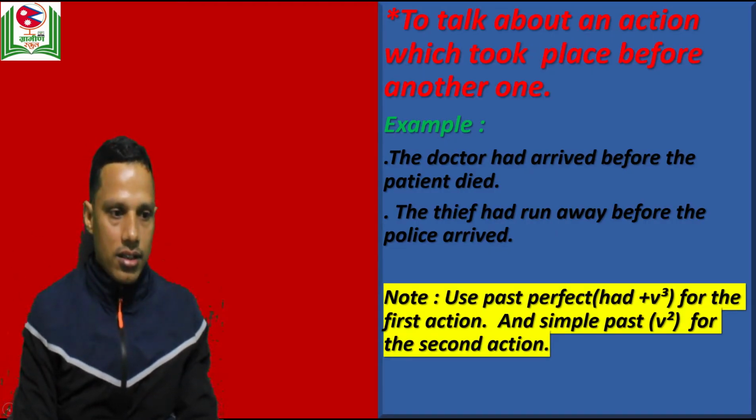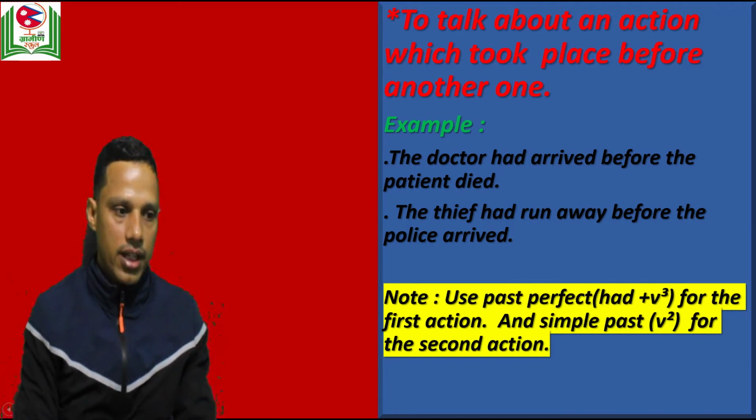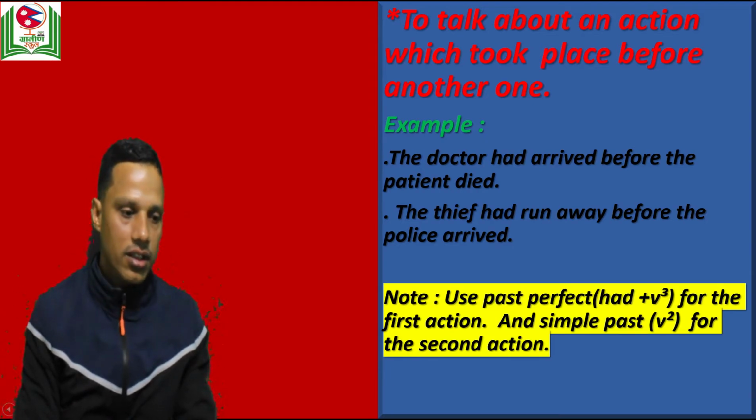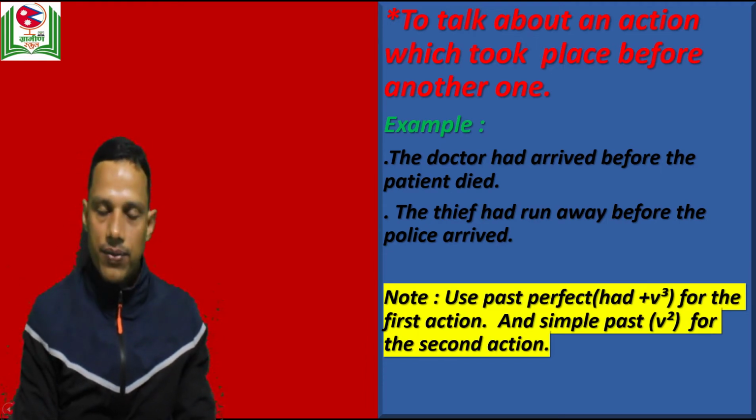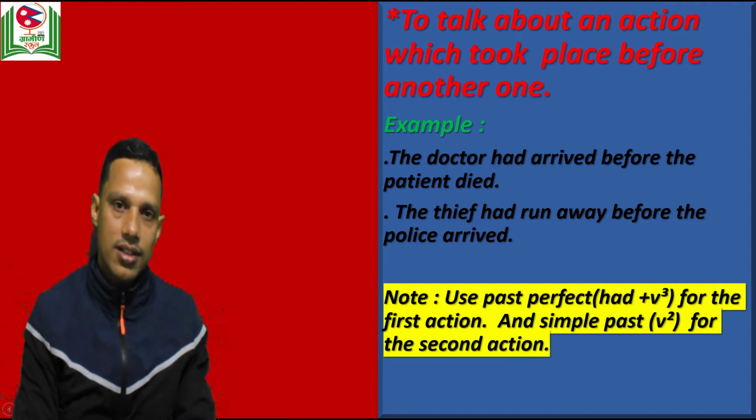Yes, we have the next condition where we use past perfect tense. We use past perfect tense to talk about an action which took place before another one. For example, the doctor had arrived before the patient died. Next one, the thief had run away before the police arrived. In these two sentences you can see there are two actions that happened in the past, and we have used past perfect tense for the first action, but simple past tense for the second action.